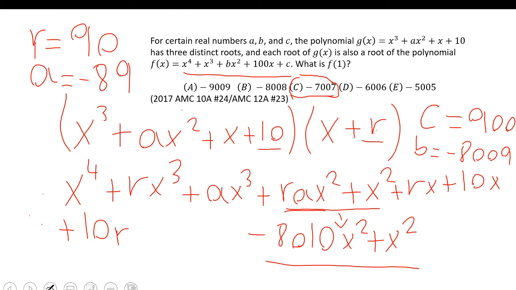Basically, as a recap for the solution, we noticed that g of x is a factor of f of x, meaning if we multiply g of x by a linear factor, x plus r, we get f of x, which is this quartic up there: x to the 4 plus x cubed plus bx squared plus 100x plus c. We wanted f of 1, so we need to find a, b, and c. We found r equals 90 by examining the terms, right? This is a good strategy to have whenever you're expanding different products. Learn how to analyze each term to figure out what the next term will be. So that's basically the lesson of this video.